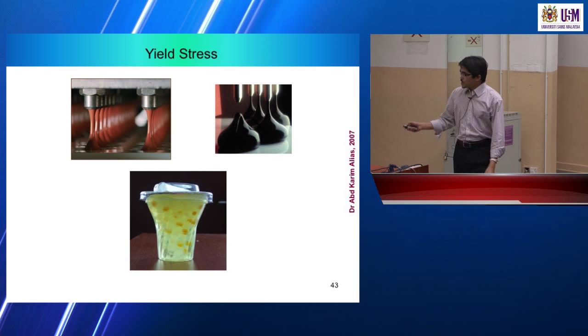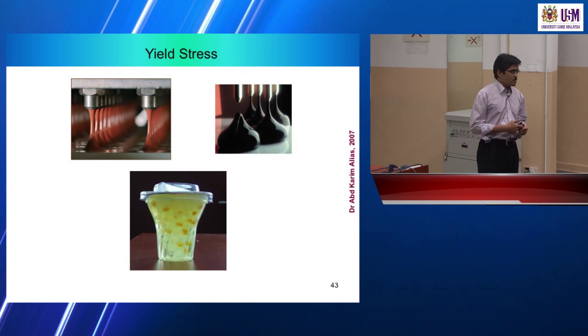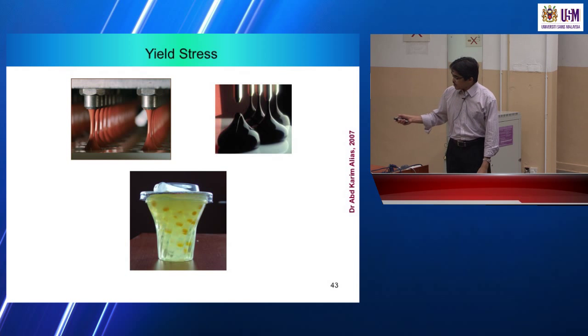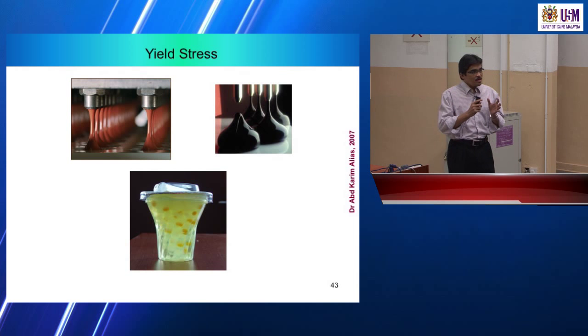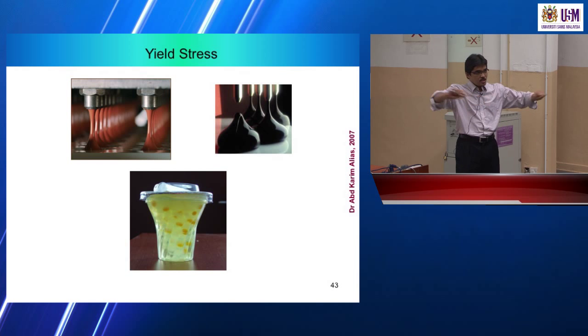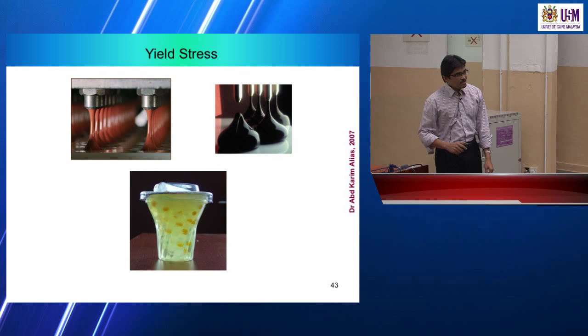So in this case, maybe the elastic property is higher than the viscous property. The solid-like component in this dough is higher, so it appears more like a solid. It doesn't flow easily. You have to stretch it, to deform it, to make it flow. And this is honey, a very viscous sample.